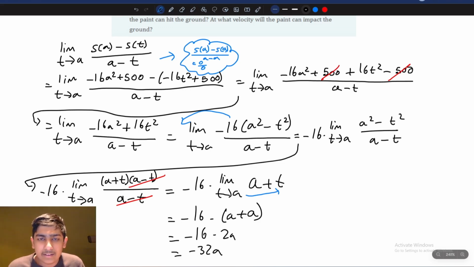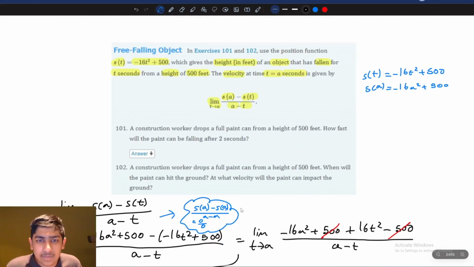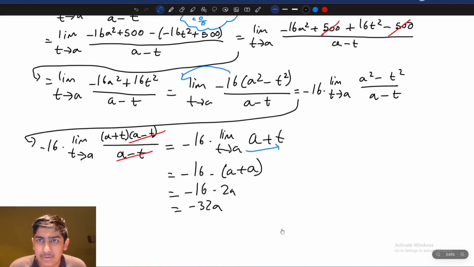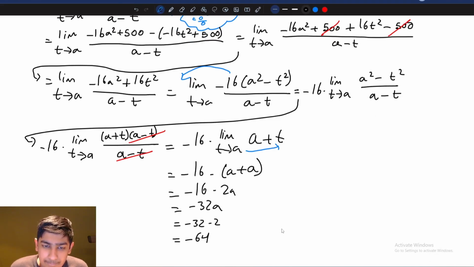Now if we go back to the problem, it's asking how fast the paint can will be falling after 2 seconds. Remember, a is seconds, so 2 seconds means we plug in 2 for a. Then we'll get negative 32 times 2 equals negative 64.